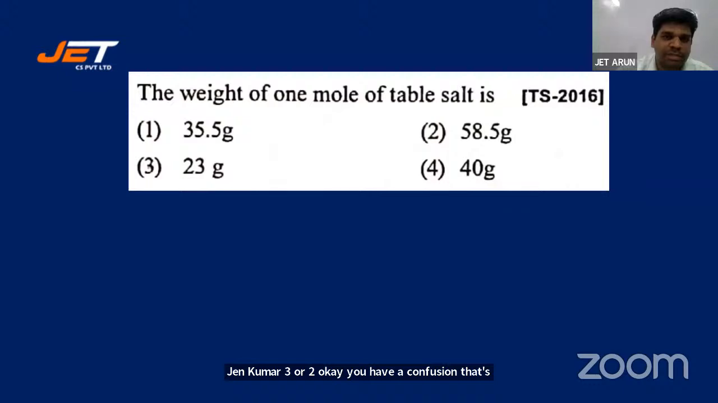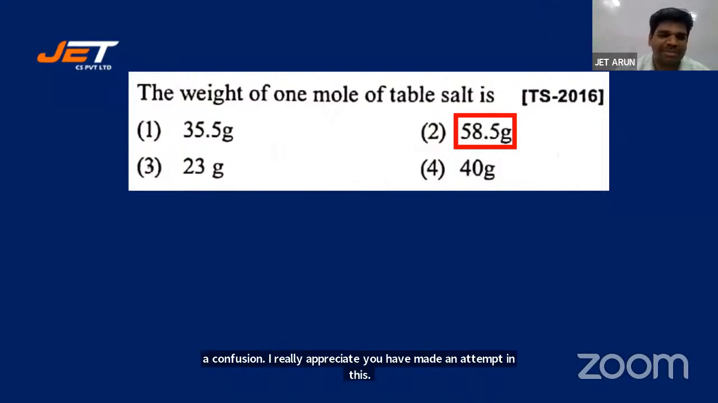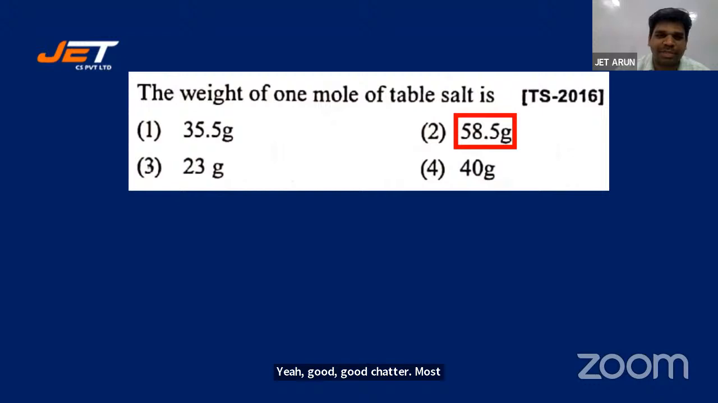Okay, let's see. It is 2, students. Charan is 2. All right, Saitija is right. Pavan Sai is right. Most of the students were right. Veda, Shivkumar, Gayatri. Charan, you had a confusion. I really appreciate that you have made an attempt in this. Yeah, good, Charan. Most welcome. All right, let's go for the next one.